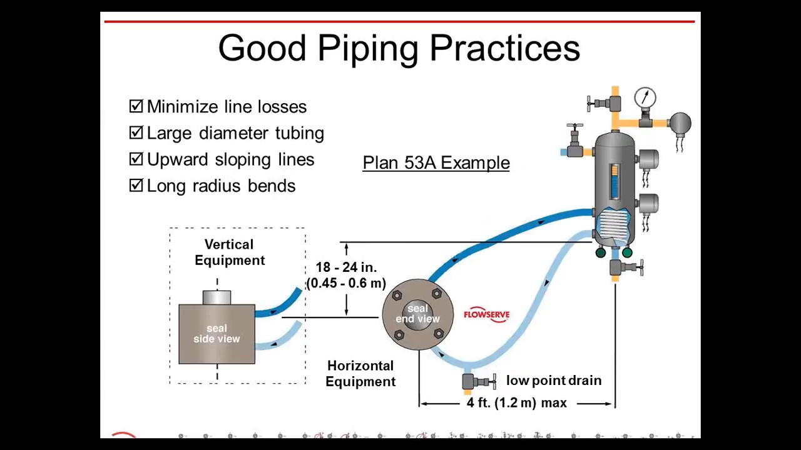And now for the dual system on the Plan 53A, you'll see here, very similar lineup. Again, you have the same height requirements. This one is extended to 4 feet away from the center line of the seal. Again, same things apply. Minimize the line loss. Large diameter tubing. Upward sloping lines.